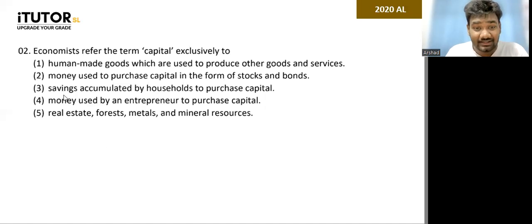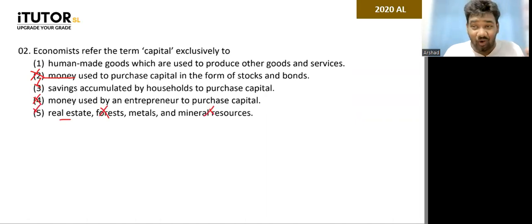The term capital: human-made goods which are used to produce other goods and services. Okay, sounds right. Money used to purchase capital? No. Money is not capital in economics. Savings accumulated by households to purchase capital, that is not capital. Money used by an entrepreneur to purchase capital, no, money. Real estate, okay, fine. Forest, no. Forest is a natural resource, right? So again, no. Mineral resources, no, right? So which one is capital, guys?